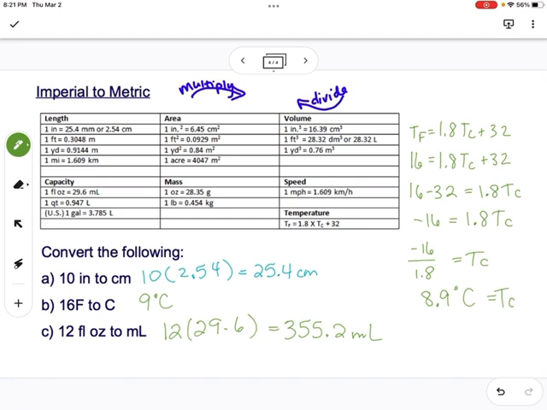So you've been shown a couple of different methods. The shortcut of just knowing you're multiplying and dividing, and also you can be setting up a ratio if you would like to do it that way. So you'll be completing the worksheet that I have handed out to you, and if you have any questions, please let me know.